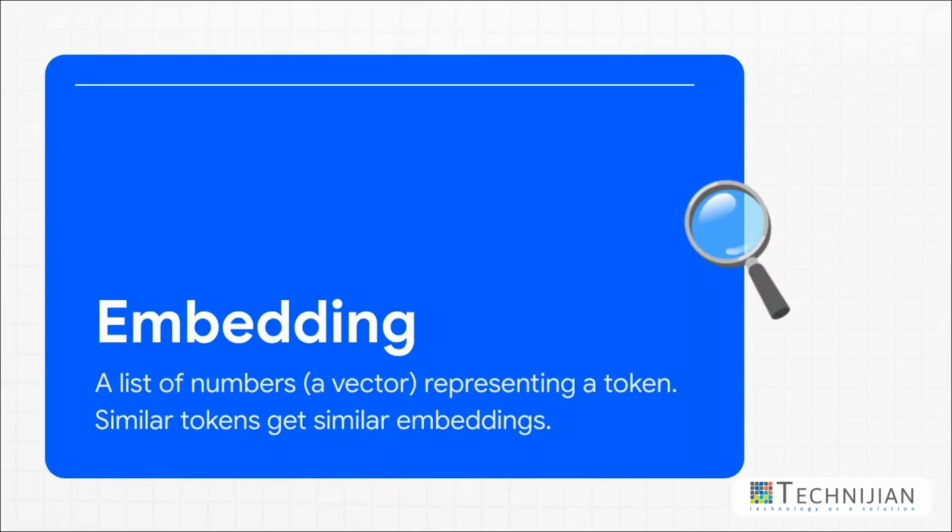So once we have these tokens, each one gets converted into a long list of numbers. We call this list an embedding, or a vector. The best way to think about it is like a coordinate in a massive multidimensional space, a giant map of meaning. And what's so cool is that through all that training, tokens with similar meanings, like, say, king and queen, or walking and running, end up with coordinates that are really close to each other on this map.